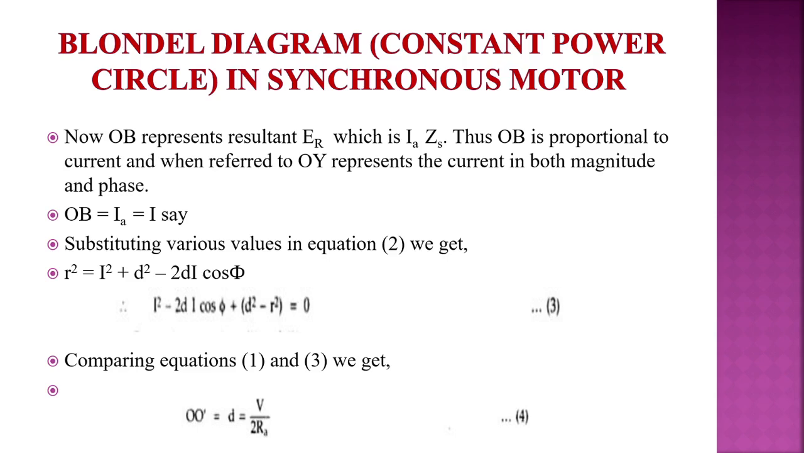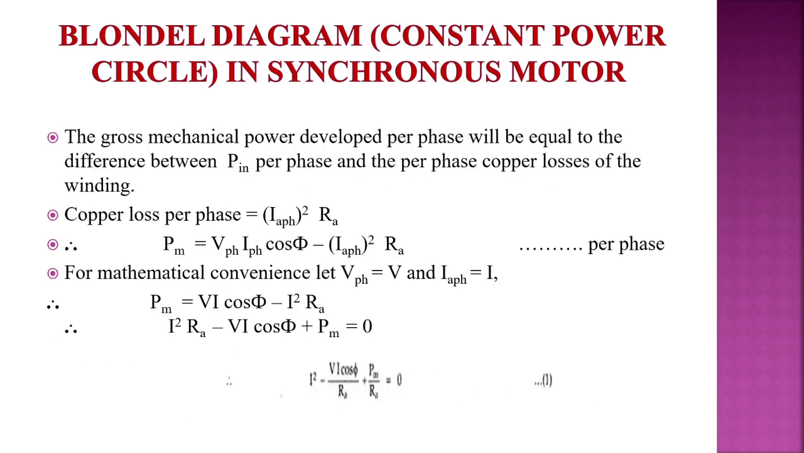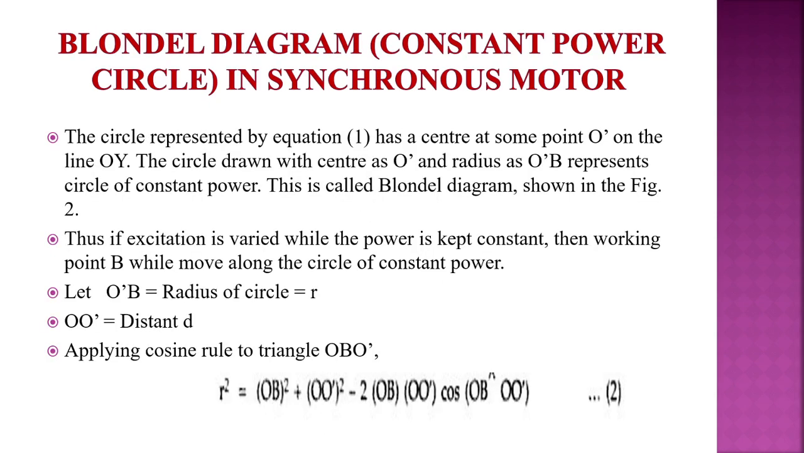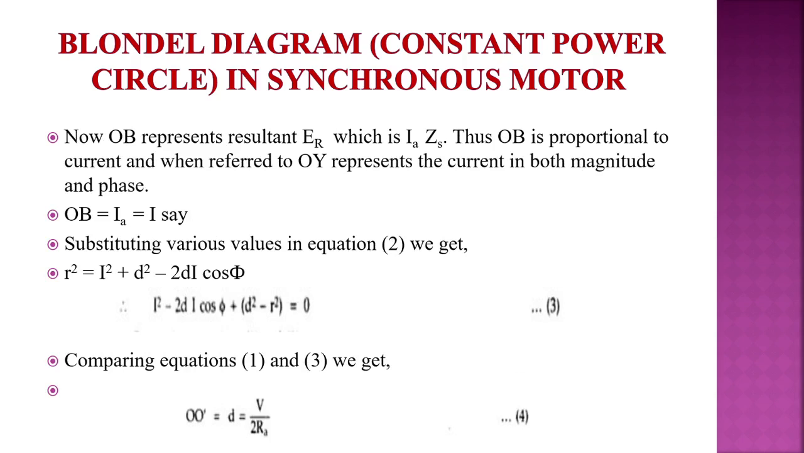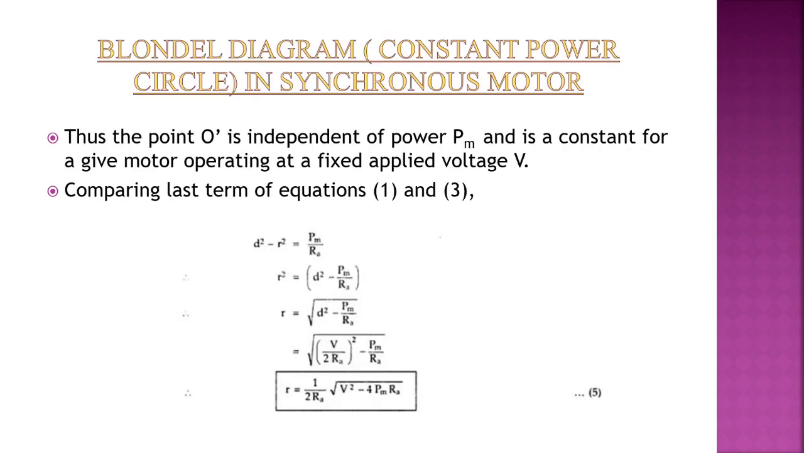Comparing equation 1 and 3. This is equation 1: I square minus VI cos phi by RA plus PM by RA is equal to 0. And this is equation 3: I square minus 2DI cos phi plus D square minus R square is equal to 0. Comparing these two equations, OO dash is equal to D, that is equal to V by 2 RA. So the point O dash is independent of power PM and is a constant for a given motor operating at a fixed applied voltage V.